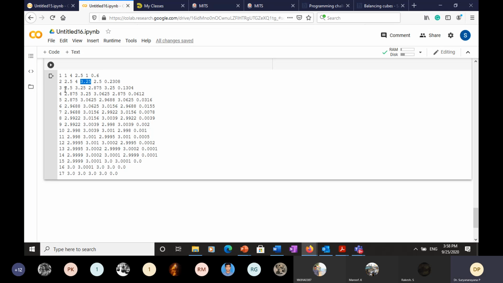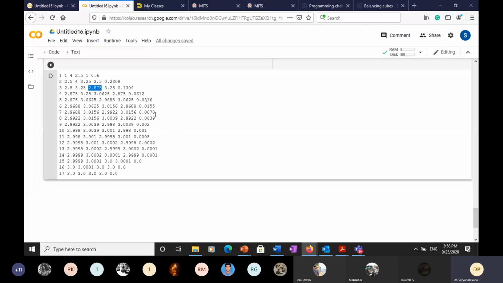In the third iteration, see, the lower limit did not change, but the upper limit changed. The upper limit was 3 before, but now it became 3.25, the root from the previous iteration. And the new root is 2.875, and the previous root, old root, see, it was there, 3.25. Now it is here, and the error is that.